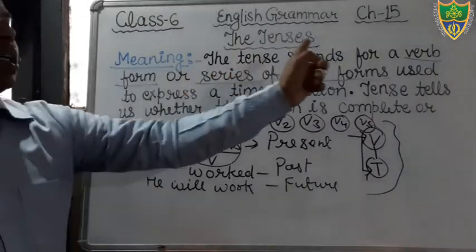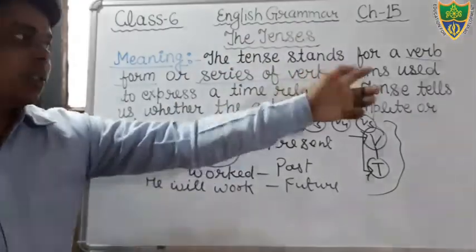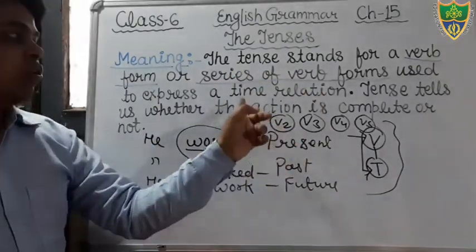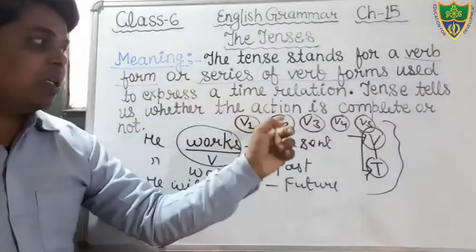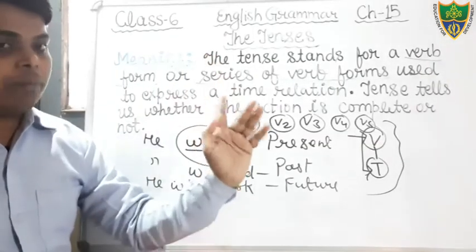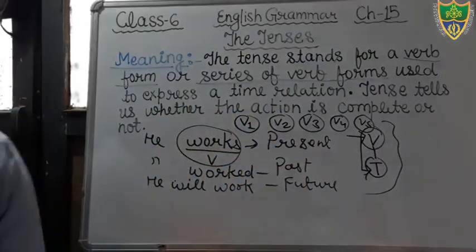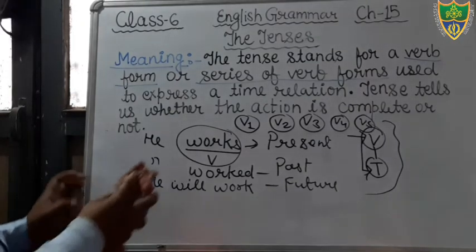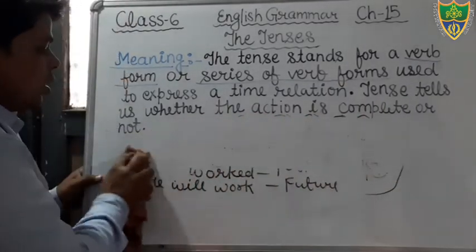So tenses stand for verb forms and a series of verb forms used to express time relation, and tenses also tell us whether the action is completed or not. Okay students, put the heading "meaning of tenses" and write down up to this, or you may take a screenshot also.